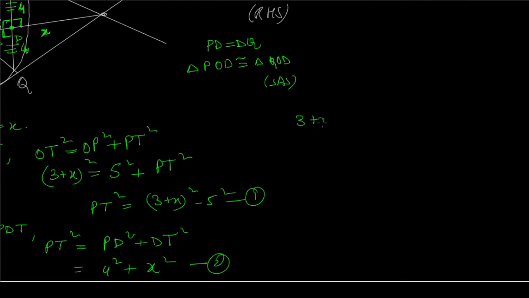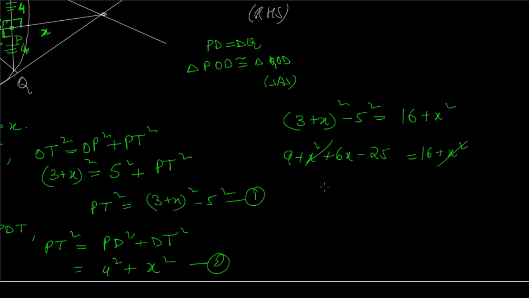So you can say (3 plus x) whole square minus 5 square is equal to 16 plus x square, because 4 square is 16. So this is 9 plus x square plus 6x minus 25 is equal to 16 plus x square. Again x square gets cancelled on both sides. You will have 6x is equal to 25 plus 16 minus 9. 16 minus 9 is 7, 25 plus 7. So 6x is equal to 32.